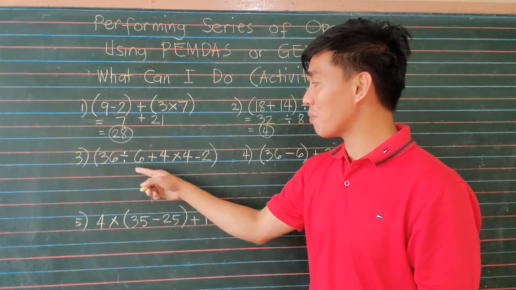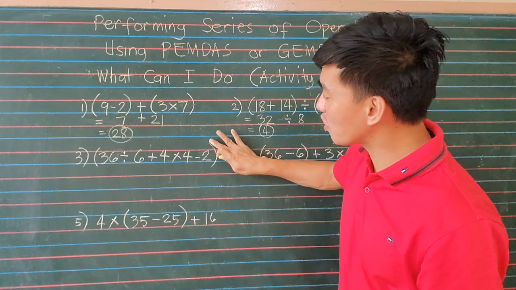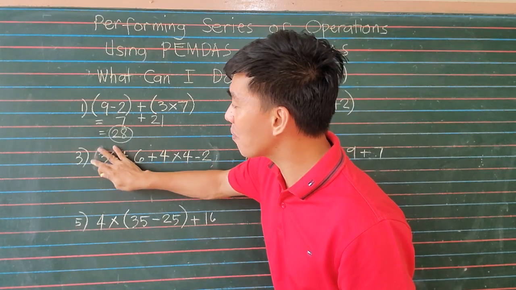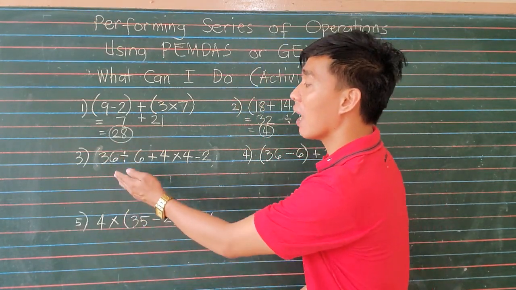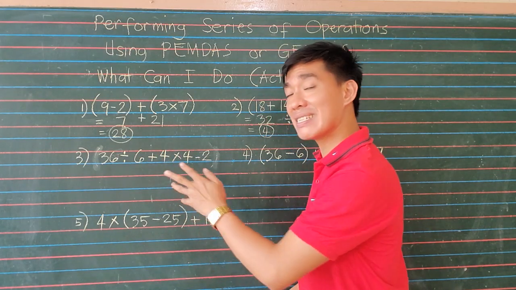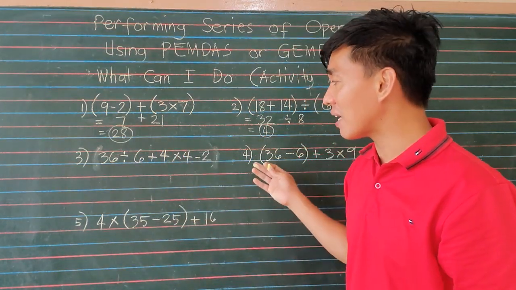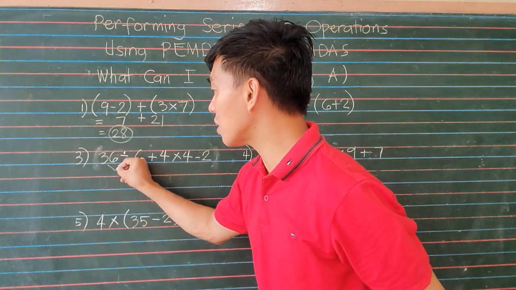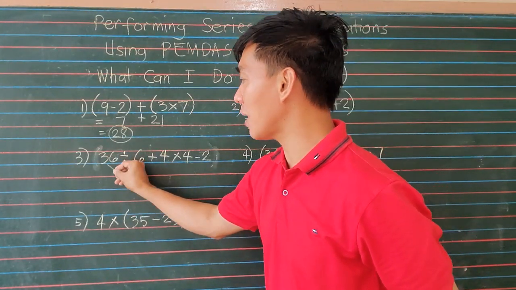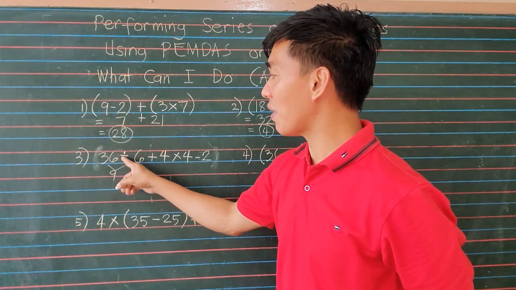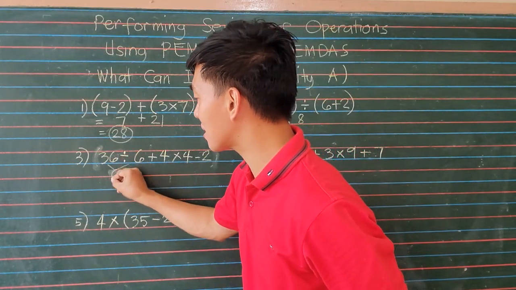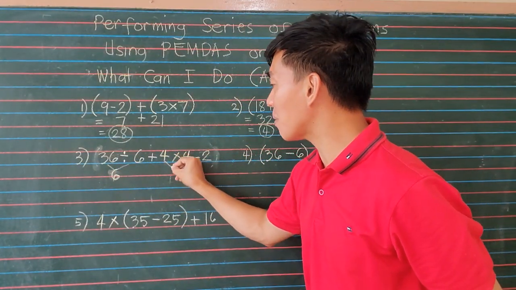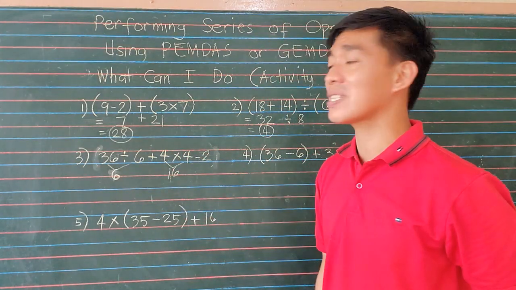Let's proceed to item number 3. In this case, we could just disregard the parentheses, because all the operations and the numbers are inside the parentheses. So we could just do away with the parentheses. In this case, we decide which operation should be done first. We do have here division. So you could do the division, 36 divided by 6, which is 6. And you could do it simultaneously with 4 times 4, which is equal to 16.